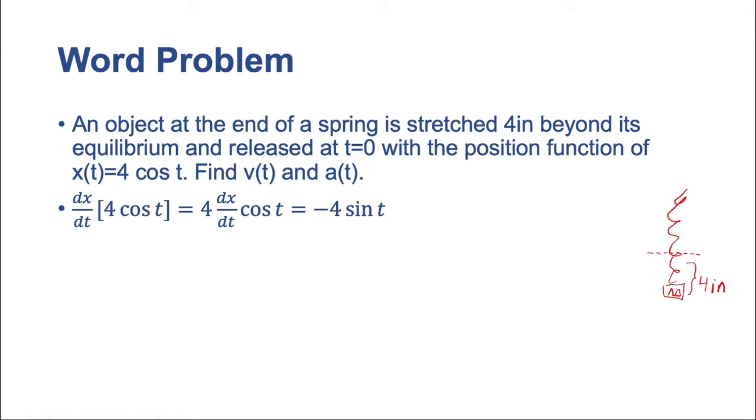And we do not need to apply the product rule. We can just separate that 4 out and take the derivative of cosine of t with respect to t, and that will be negative 4 sine of t. If we want to find acceleration, we're going to take the second derivative of 4 cosine t, and that will just be 4 times the second derivative of cosine t, which is negative 4 cosine t. So now we have a solution for a word problem.